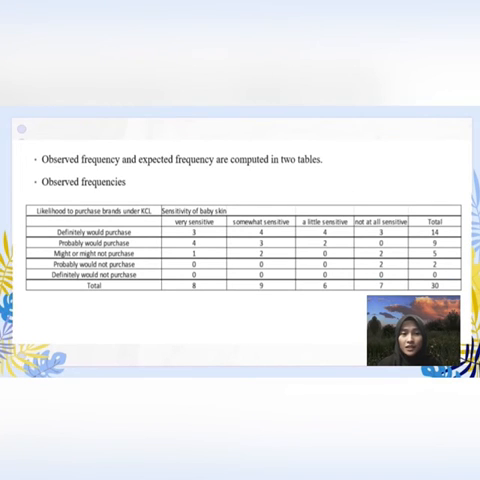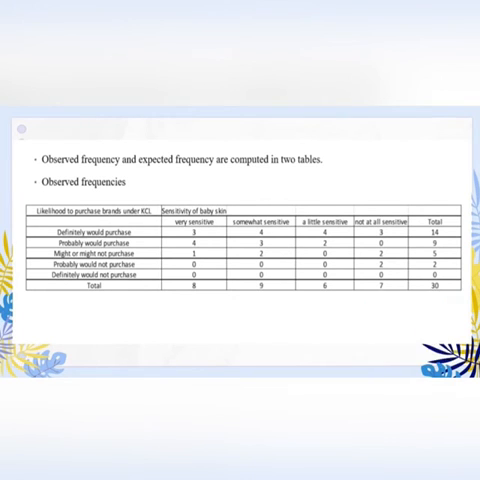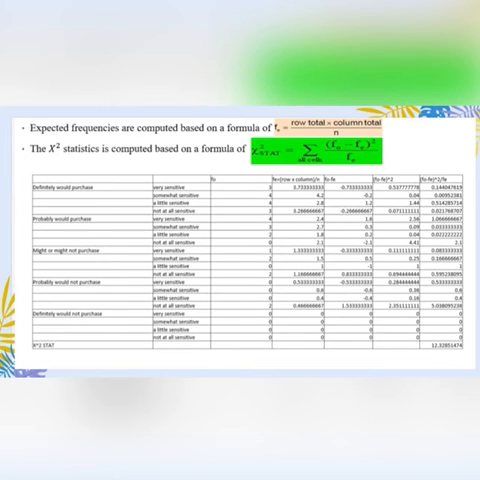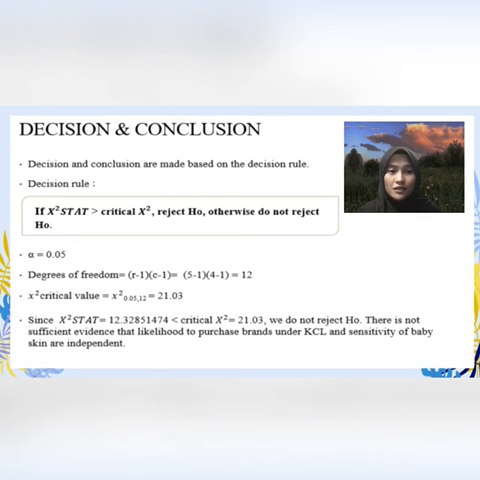In this test, observed frequency and expected frequency are computed into tables. The first table is for observed frequency and the second table is for expected frequency and chi-square statistics. The formulas are as on the screen and the chi-square statistic is 12.32851474. After that, the decision rule is if the chi-square statistic is greater than the critical value of chi-square, then we reject the null hypothesis, but if not, we do not reject it.